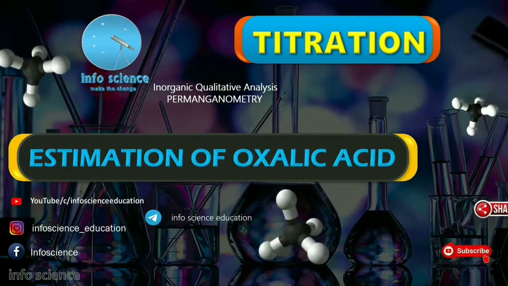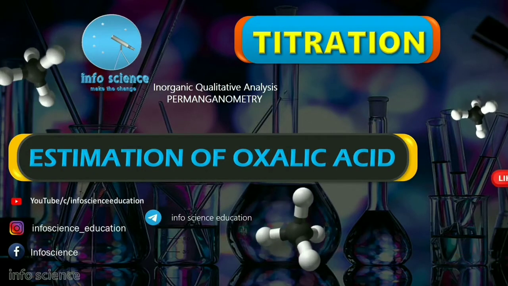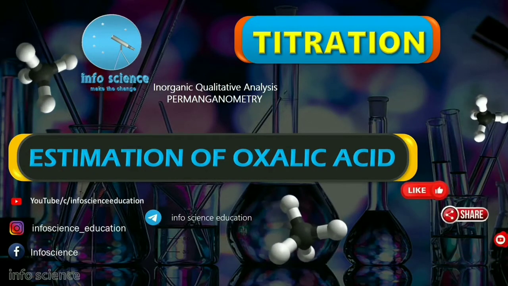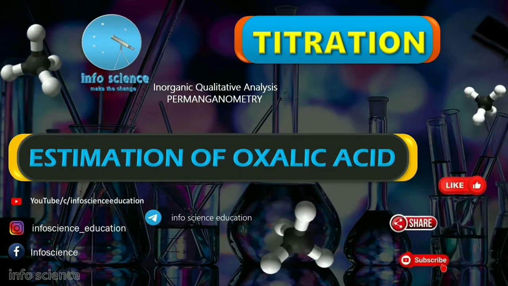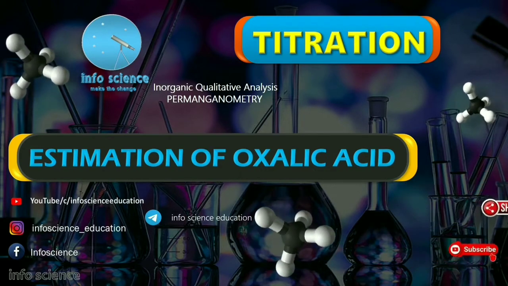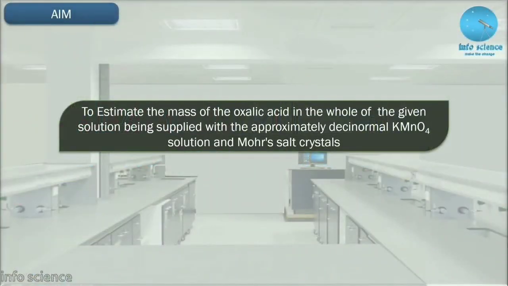Welcome to InfoScience Education. In this video, we are discussing titration, inorganic qualitative analysis, permanganometry, estimation of oxalic acid. Now we can look at the aim of this experiment. The aim of this experiment is to estimate the mass of oxalic acid in the whole of the given solution, being supplied with approximately decinormal KMnO4 solution and Mohr's salt crystals. So this is the aim of this experiment.